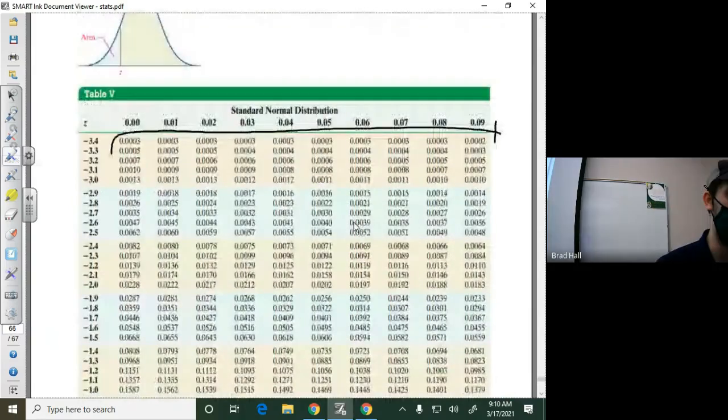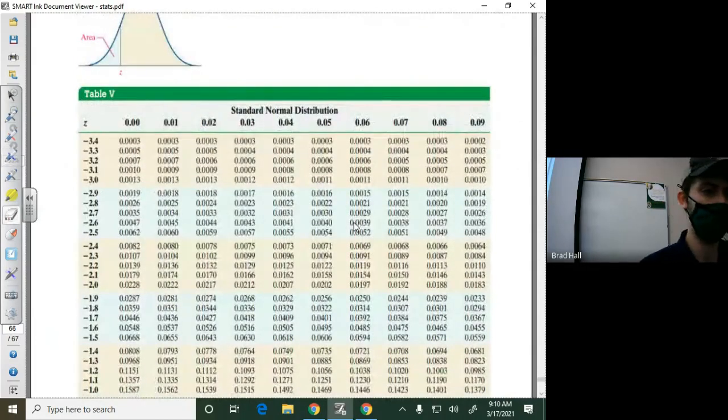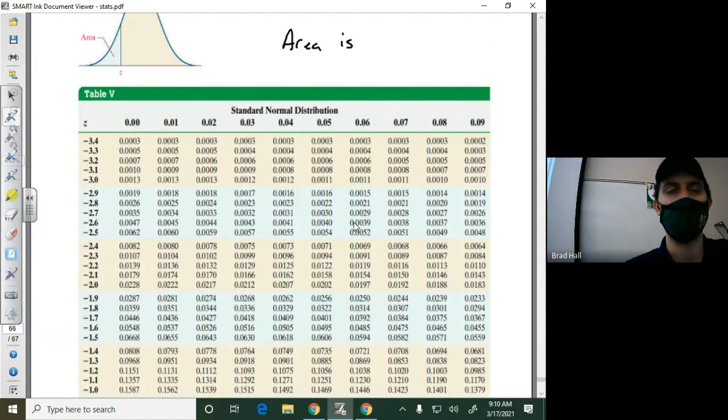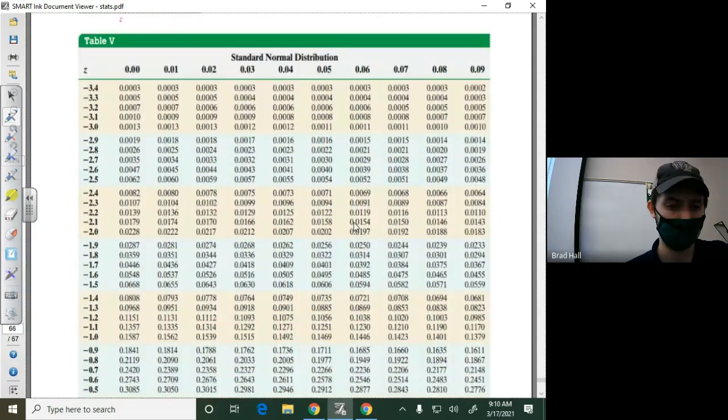All right, here's the one with all the negative z-scores. See, I already forgot the area. What was it? 0.039? Say that one more time. 0.39, thank you. Okay, so let's find 0.39 on here.